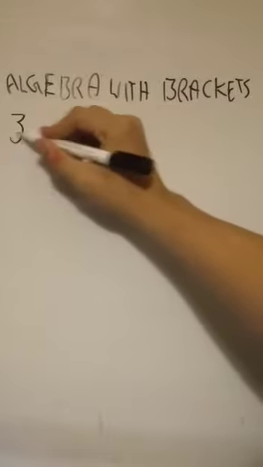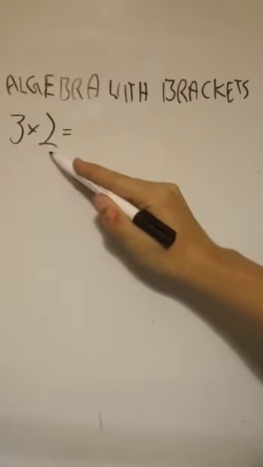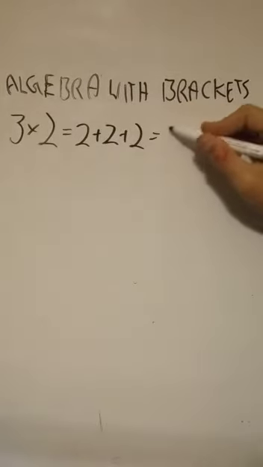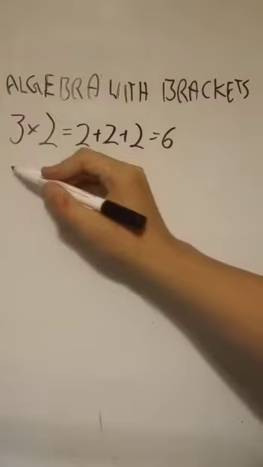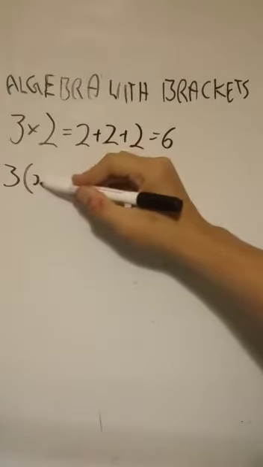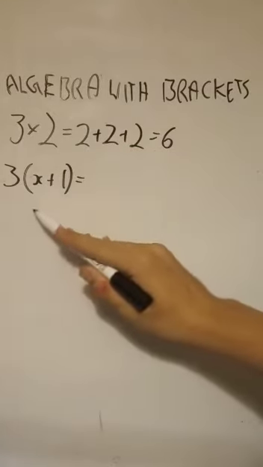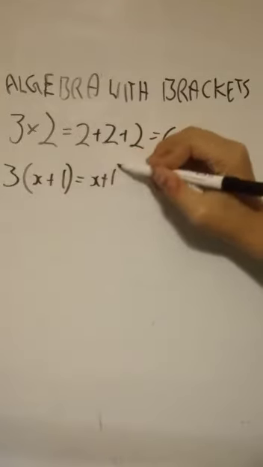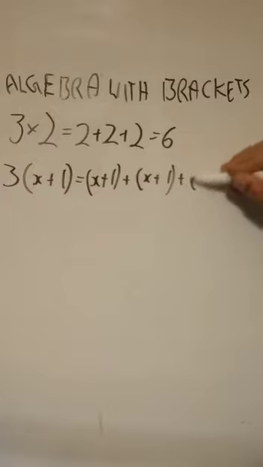When we have normal multiplication, for example 3 times 2, we could say this is 3 lots of 2, or 2 plus 2 plus 2, which we know is 6. When we have algebra with brackets, for example 3(x + 1), we know this is 3 times (x + 1), or we could write it as (x + 1) + (x + 1) + (x + 1).